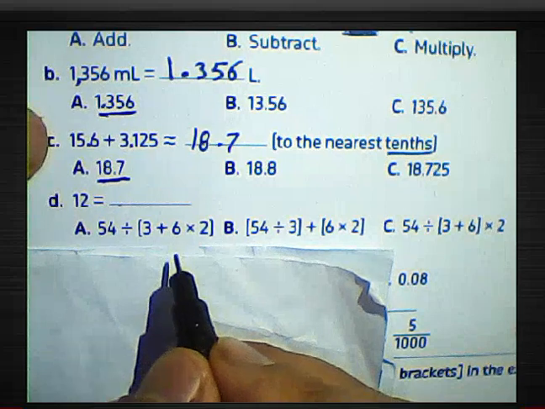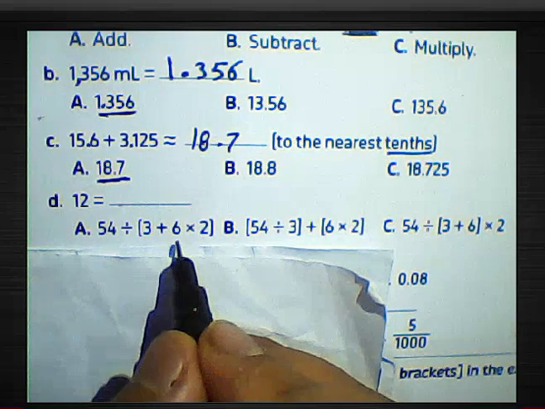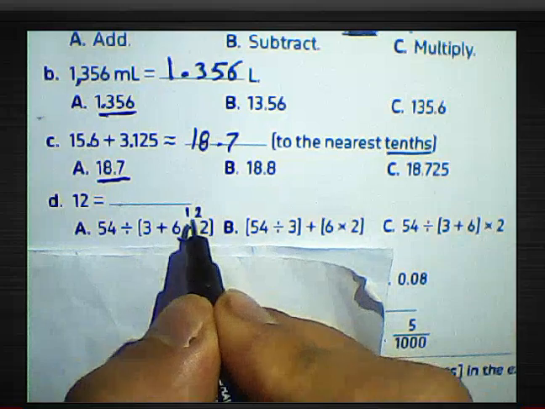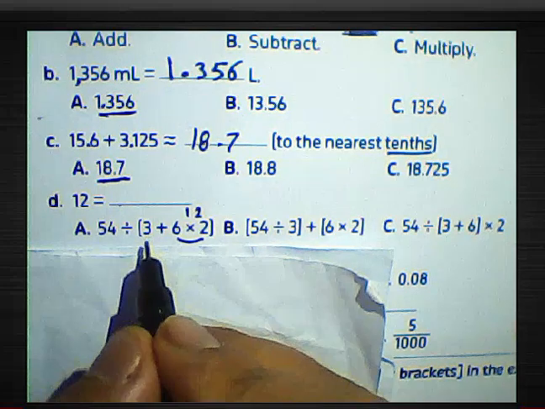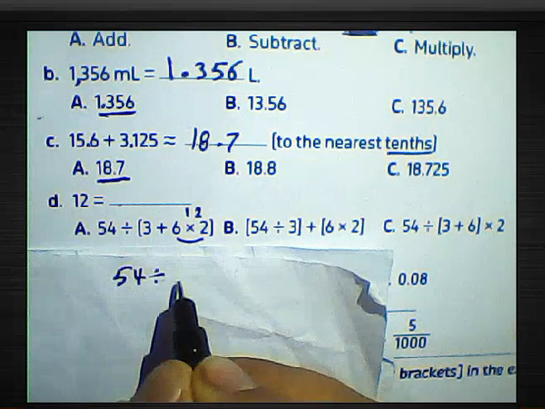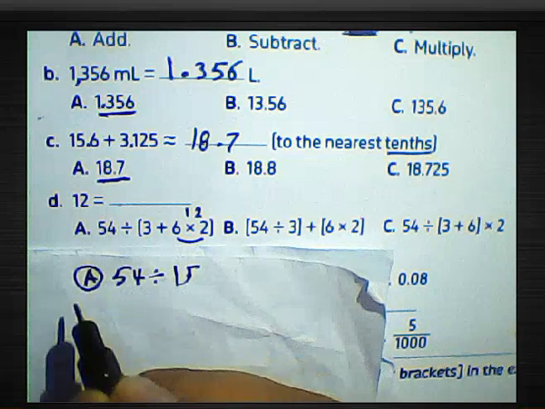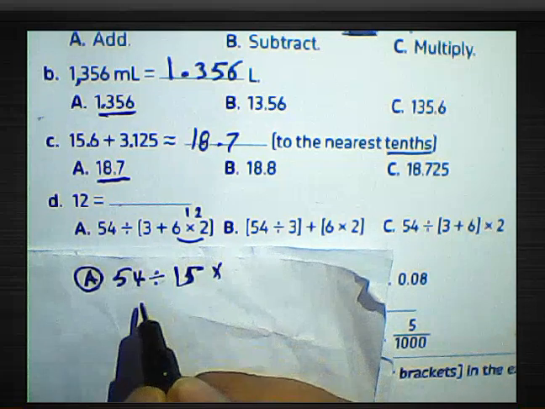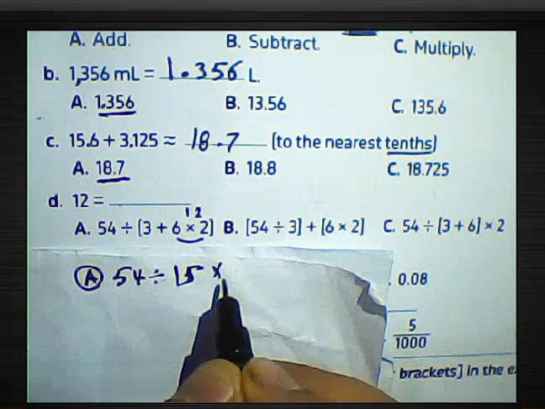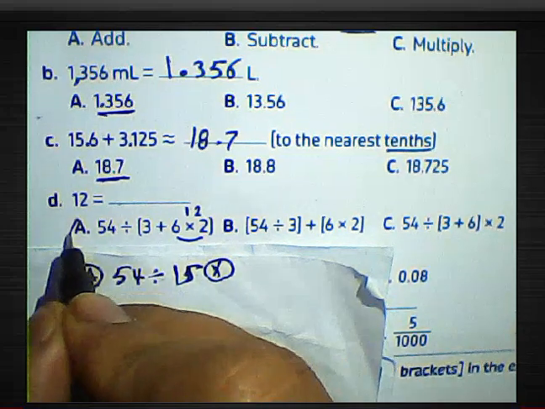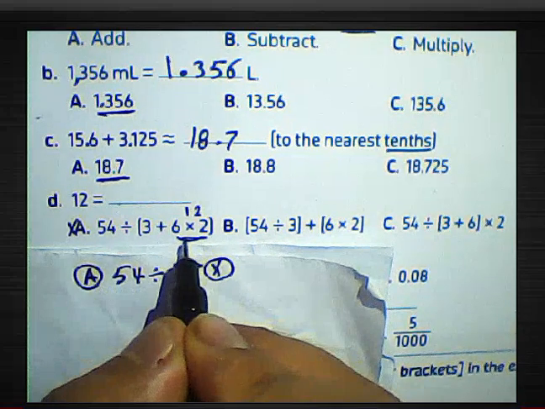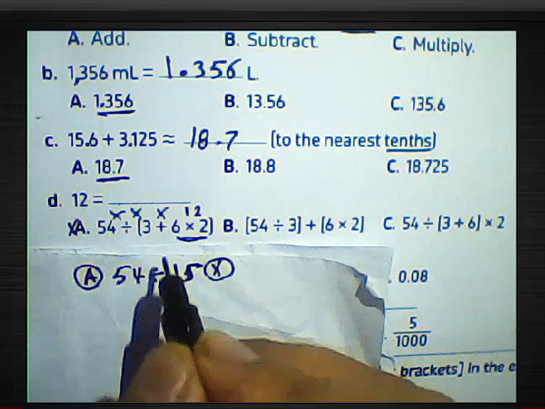3 plus 6 times 2. 6 times 2 equals 12. 12 plus 3 equals 15. 54 divided by 15. It's letter A. It's not correct because 54 divided by 15 will be a decimal number. So we can't choose letter A. It's false.